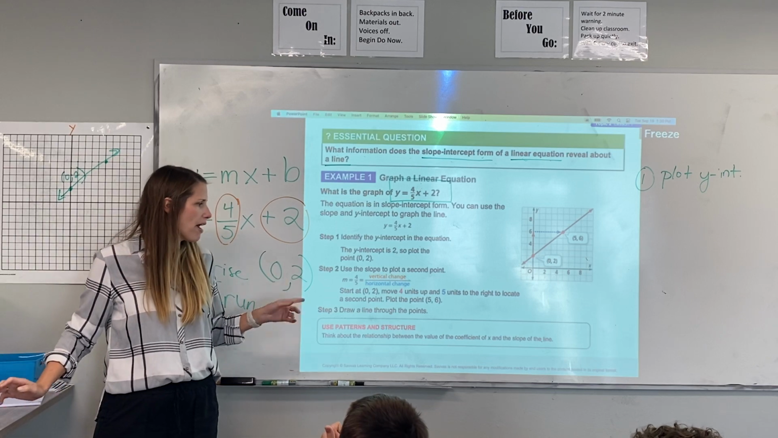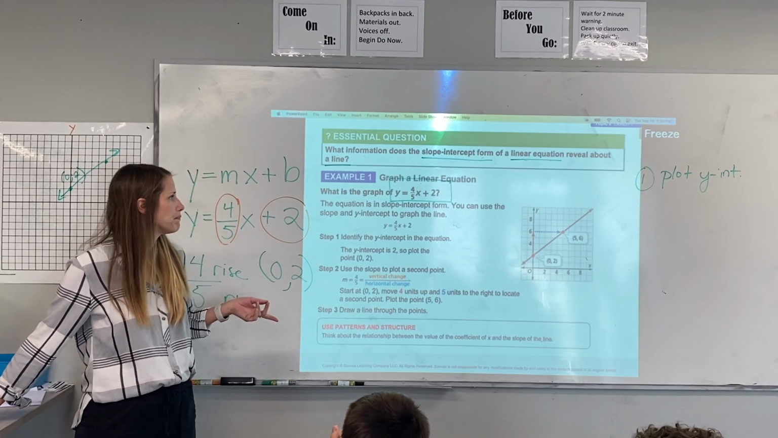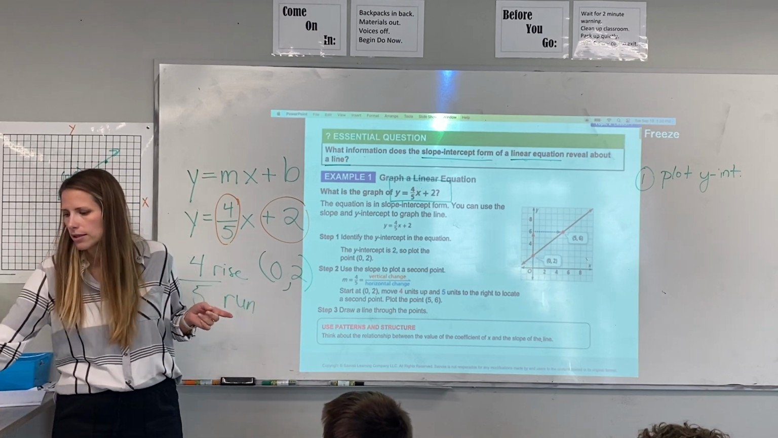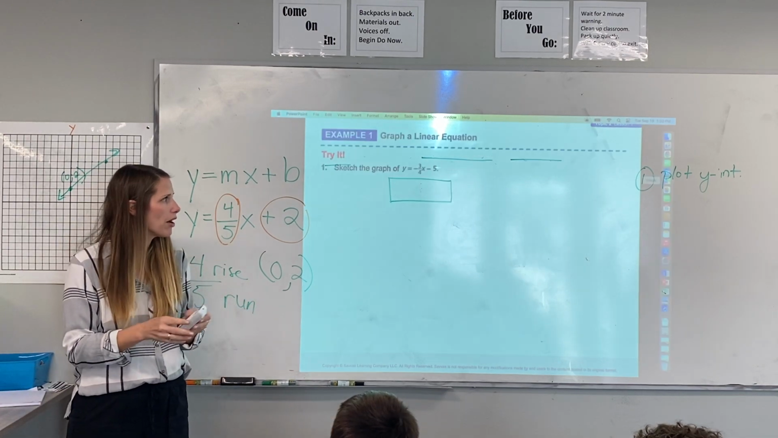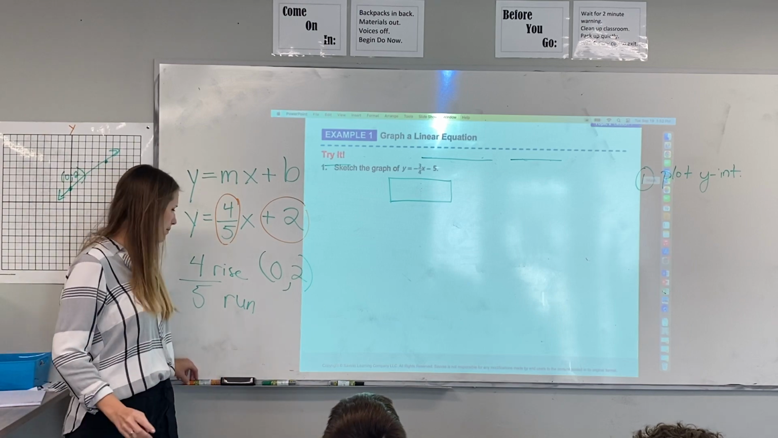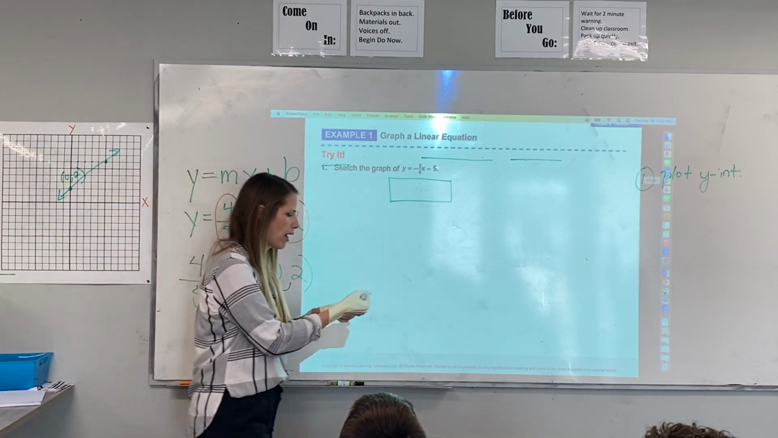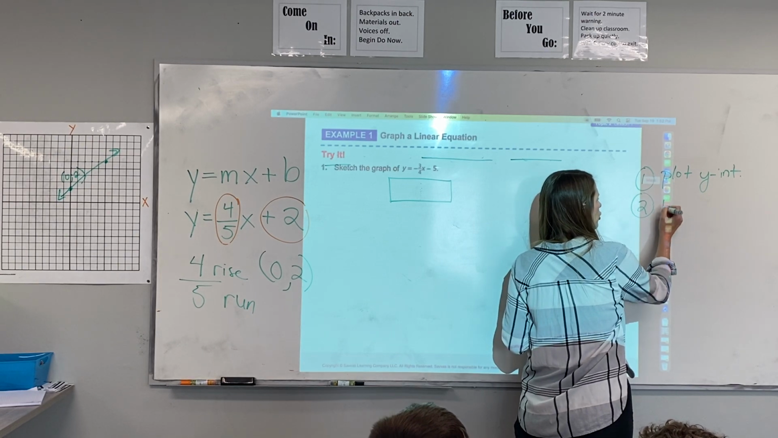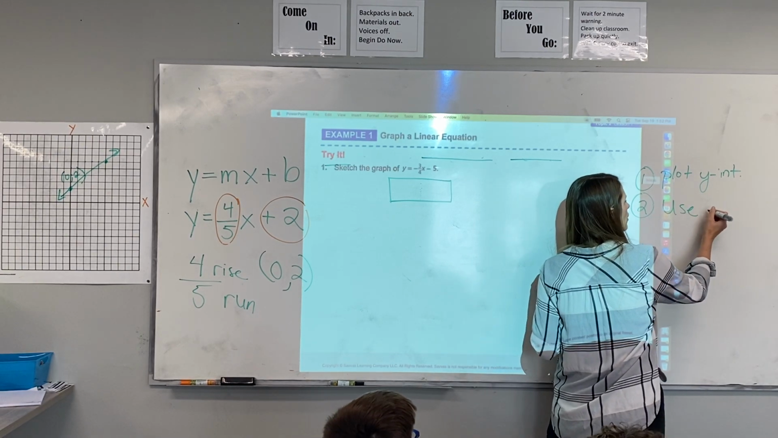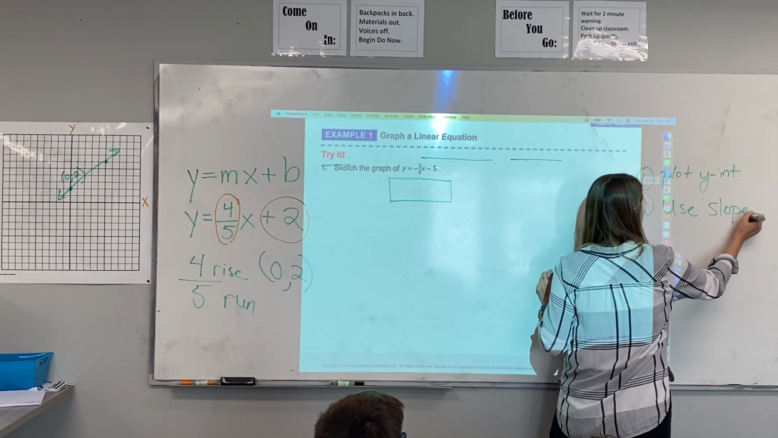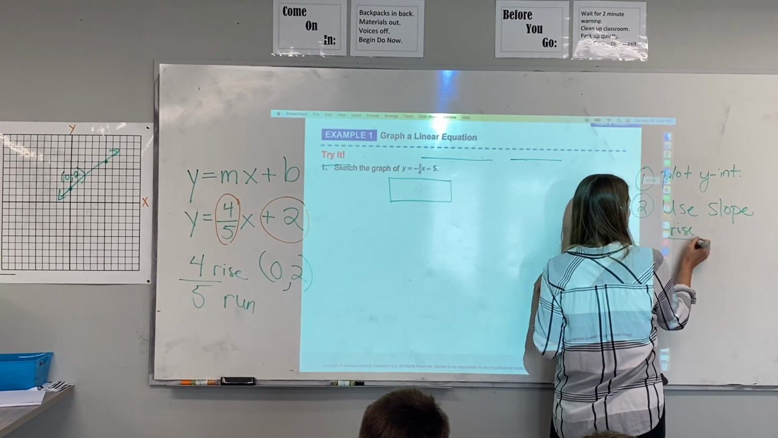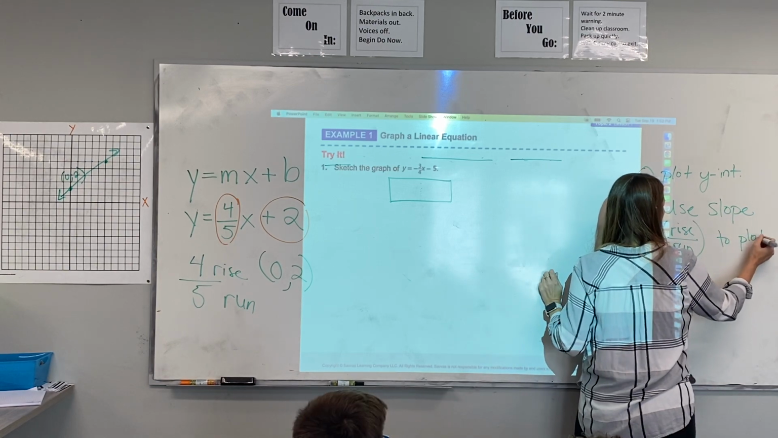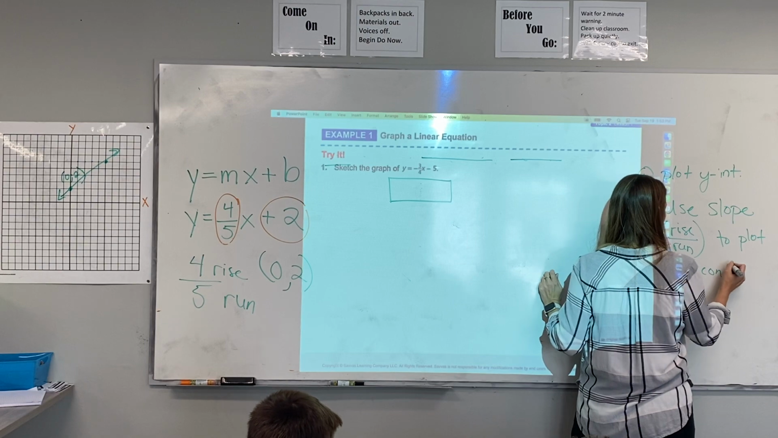Yes, but I actually want everybody to try this one on their own. Oh, I didn't write my second step. After we plotted our y-intercept, what did we do? We use our rise over run, the slope, good. Use slope, and you can say rise over run, to plot the second point.